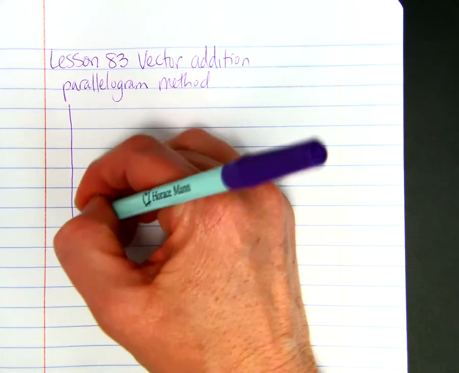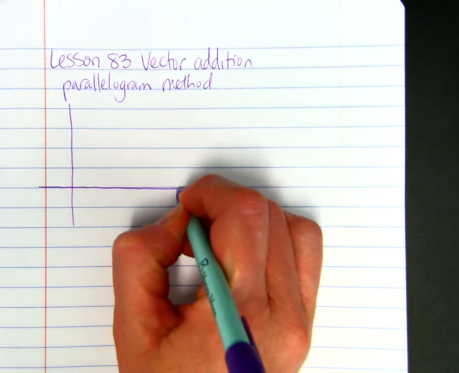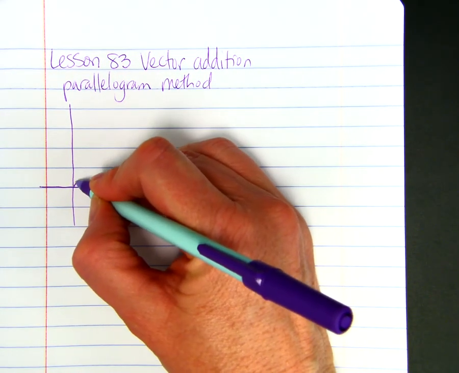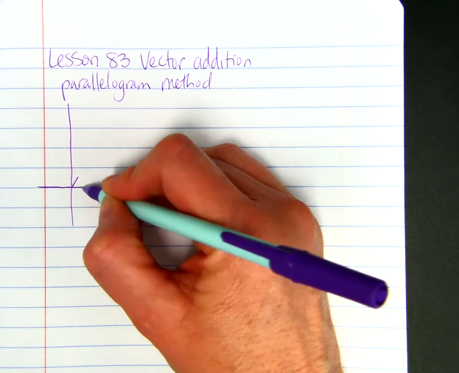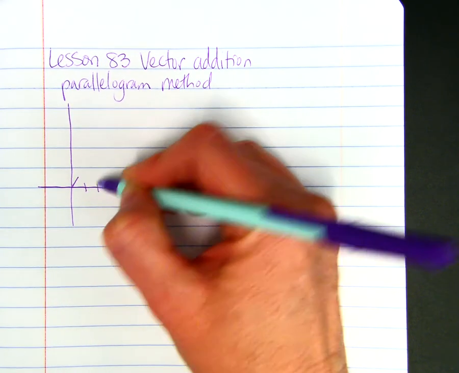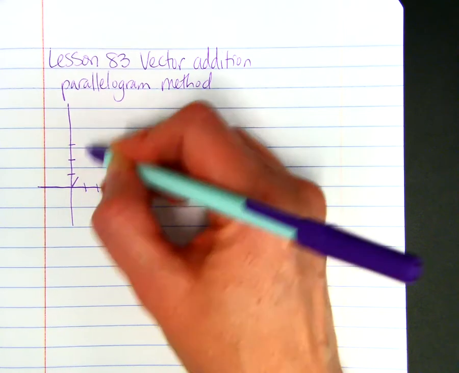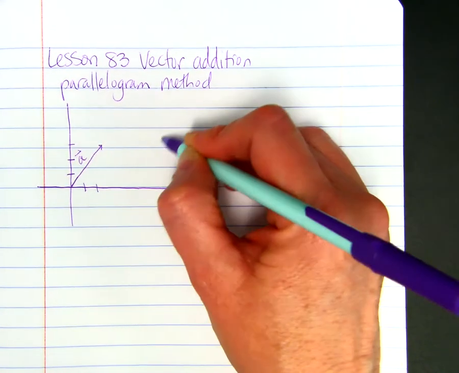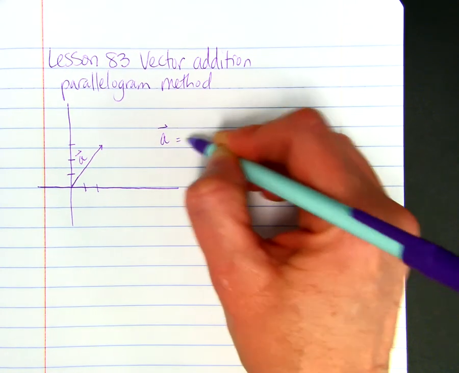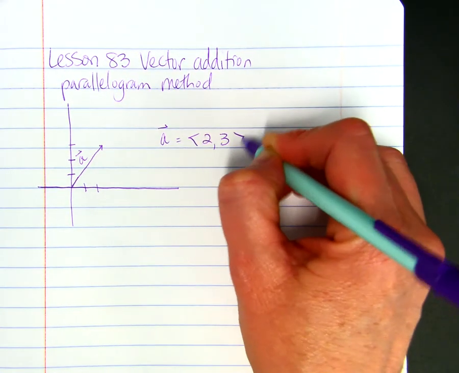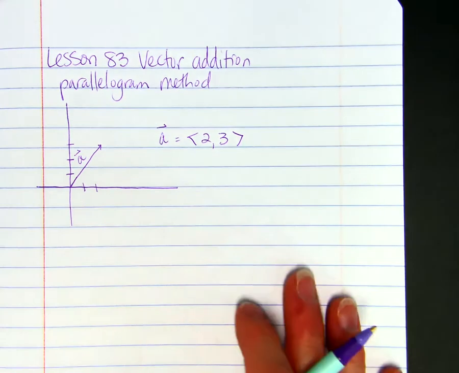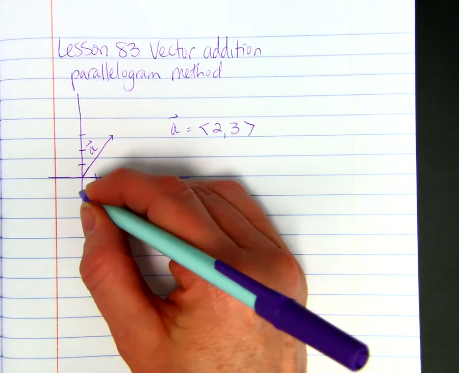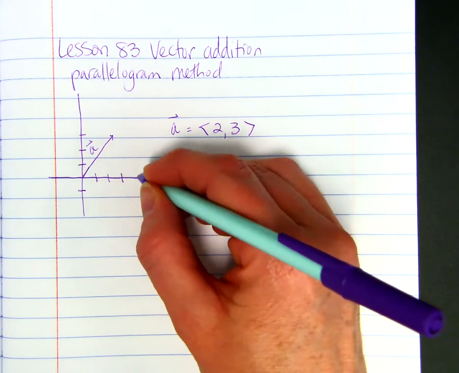Okay, so if we have a vector, I want this vector to be 2, 3. So vector A is 2, 3. And then we're going to do vector B, and I want to make that 4, -1.